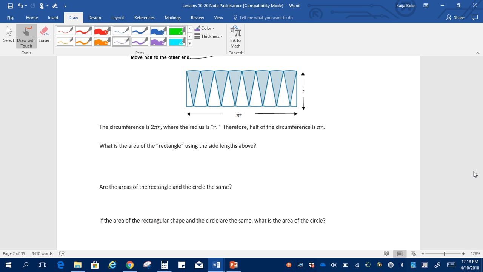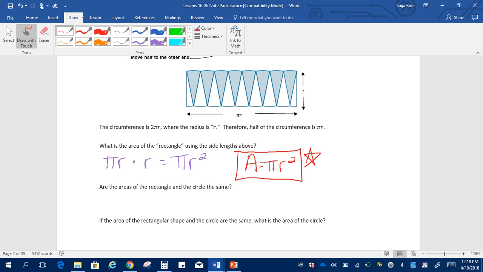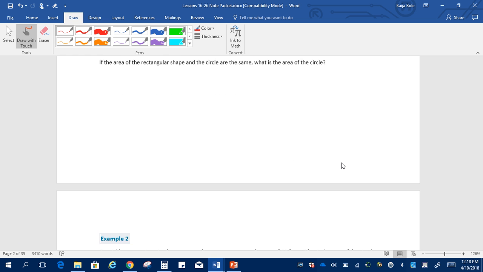So they're asking what's the area of this rectangle. Well, if we look at it, it's pi r and we have r, so we know that area would be pi r times r. If you simplify that, it would be pi r squared. And believe it or not, that is the area of a circle. A equals pi r squared. So write that down, put a box around it, start. Okay, that's important.